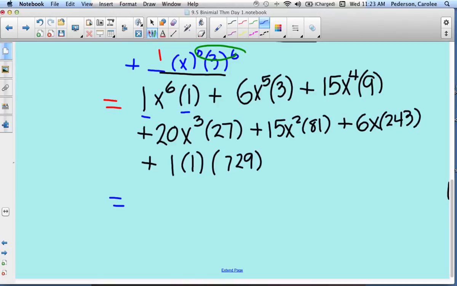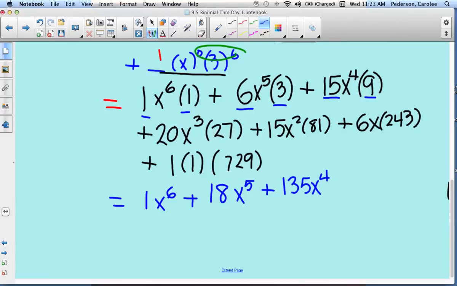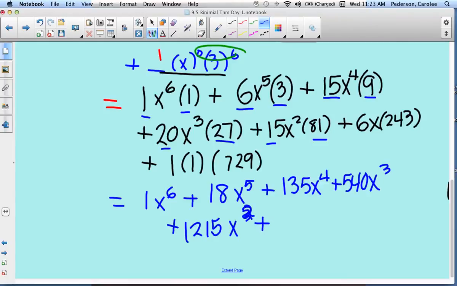So 1 times 1 is 1, x to the 6th, plus 6 times 3 is 18, x to the 5th, and then 15 times 9 is 135, x to the 4th, and then 20 times 27 is 540, x cubed, and then 15 times 81 is 1,215, x squared, and then 6 times 243 is 1,458, x, and then 1 times 729 is 729.